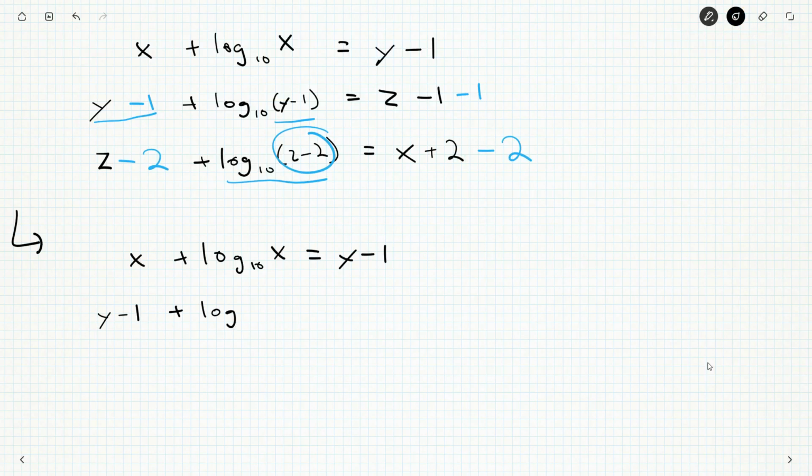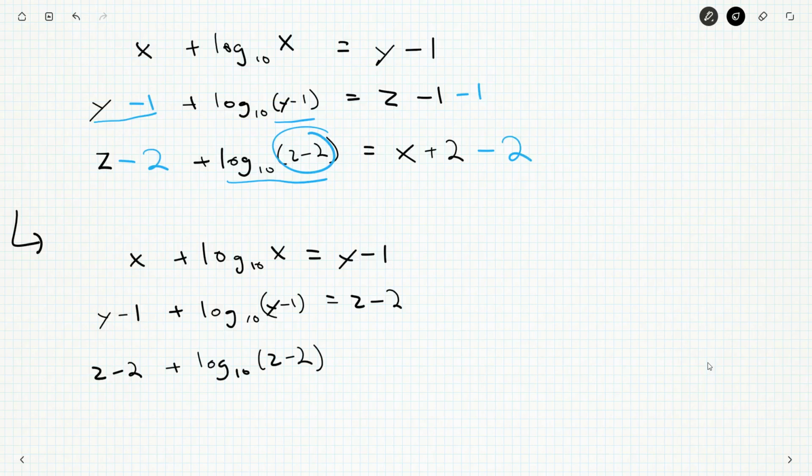And, oh, that actually looks really nice. Because we get z minus 2, and then we have z minus 2 down here. So I think what will probably end up happening is we're not going to solve for x, y, and z. We're going to solve for x, y minus 1, and z minus 2, and then from there get x, y, and z. Because now these are looking really nice.